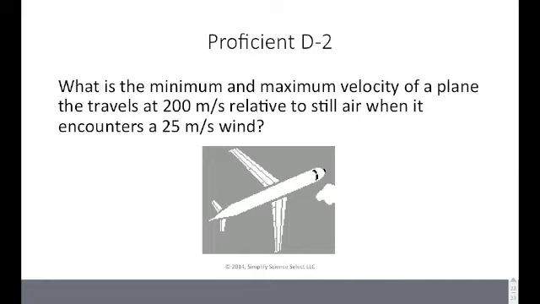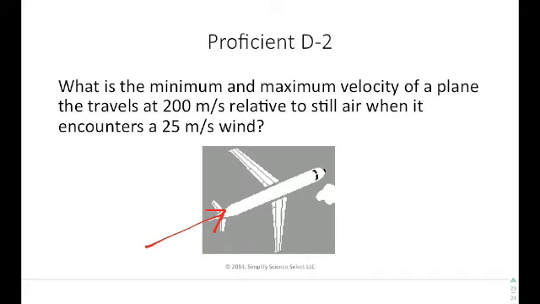In a proficient example, it says, what is the minimum and maximum velocity of a plane that travels at 200 meters per second relative to still air when it encounters a 25 meters per second wind? There's a couple of different options here. The wind can come from behind the plane and push it forward. The wind can come from the front and push the plane backward, or it can push from the side. From the side is not going to have as great of an impact as straight behind or straight forward, so I'm going to go ahead and neglect that. We may come back to that in Unit 3, but for now, it's not going to affect the minimum or the maximum value. So I have 25 meters per second.